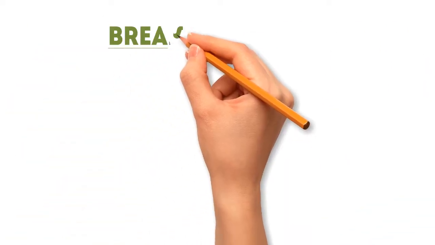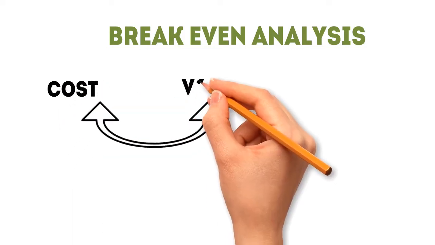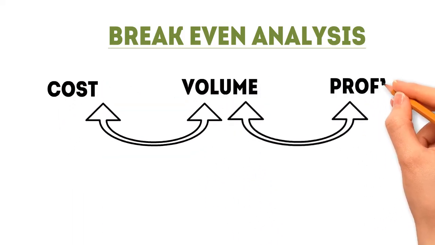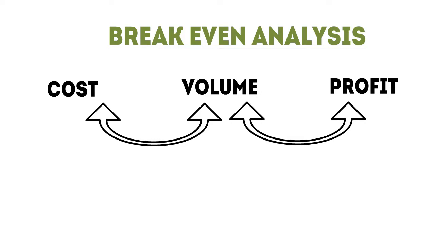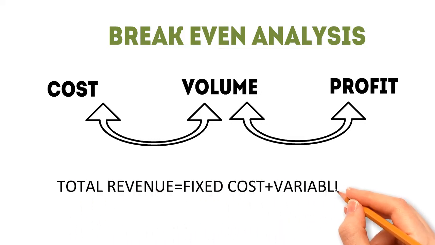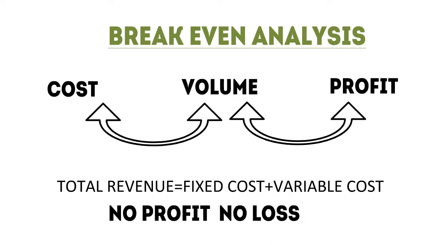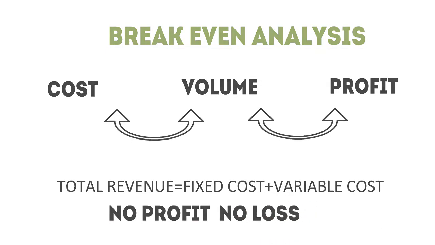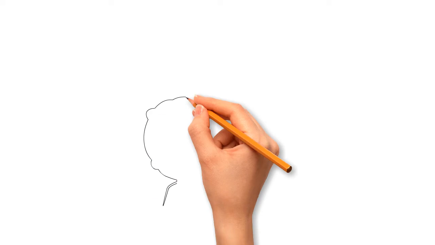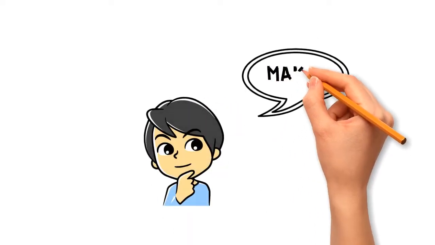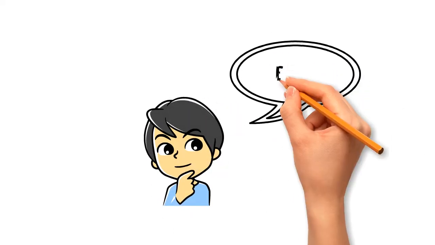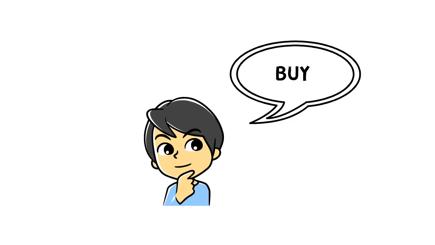What is break-even analysis? Break-even analysis is used to analyze the relationship between cost, volume and profit. At break-even point, the total revenue covers all fixed and variable cost, resulting in zero profit. That is, it is a point of no profit and no loss. Break-even analysis helps us to make a decision for making a product or buying a product.